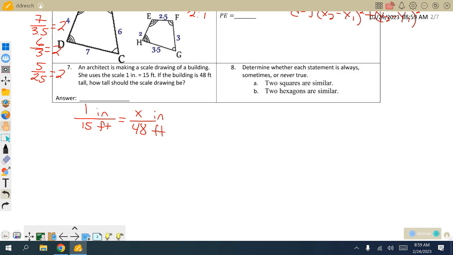Okay. All right, on that last one, two squares are similar. Always, sometimes, or never true. Two squares are similar. That's definitely the case. That's always the case. All right. The corresponding angles are always going to be congruent, and the corresponding sides will always be proportional. You might have a square that's all twos around, and the other square might be all fives around. The angles are always 90, and the sides are always going to be proportional. Two hexagons are similar. Okay.